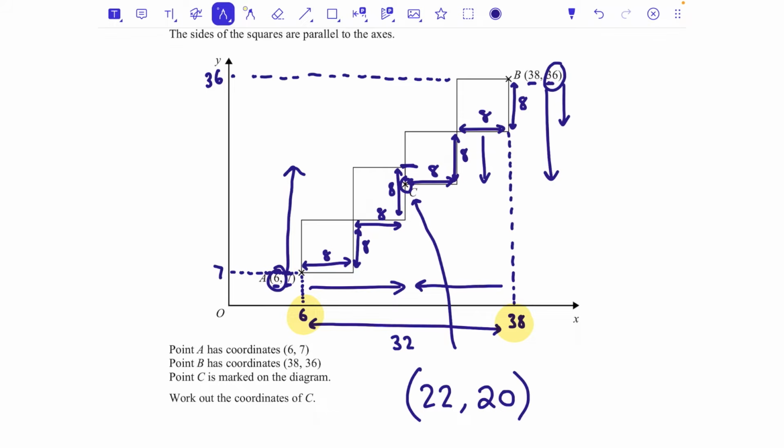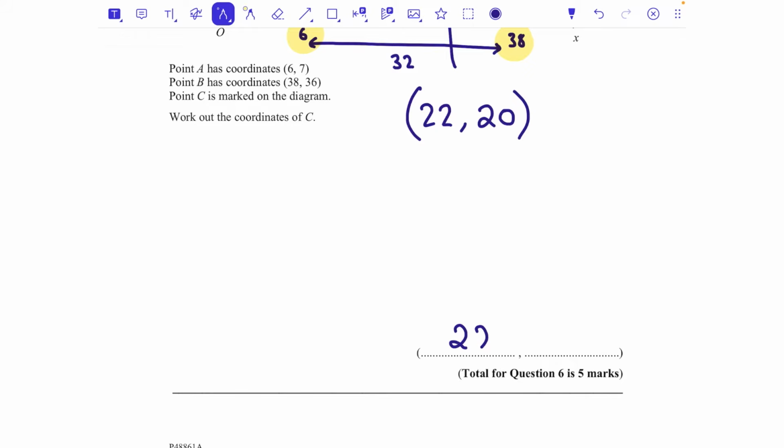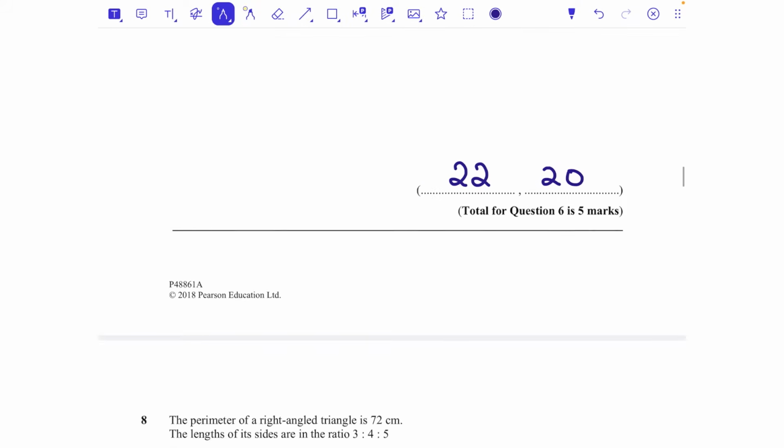So well done if you got that. A really, really difficult question. Lots of marks available, 5 marks. So 22, 20 was your answer for that one.